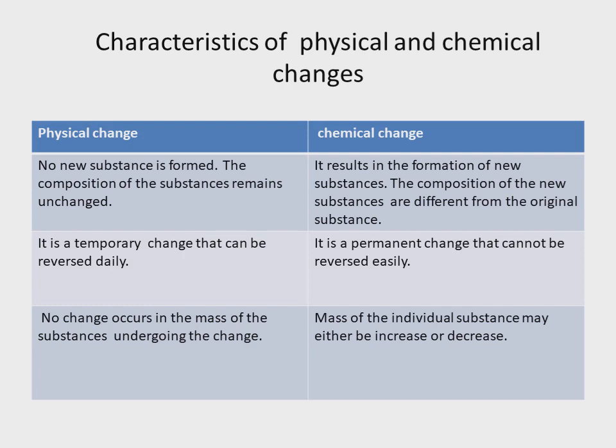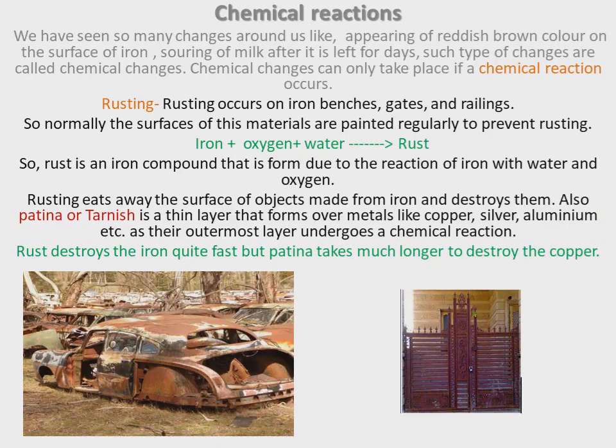In a physical change, no change occurs in the mass of the substances undergoing the change. While in a chemical change, the mass of the individual substance may either be increased or decreased. So these are some of the differences between physical change and chemical change. Chemical reactions. We have seen so many changes around us, like appearing of reddish brown color on the surface of iron, souring of milk after it is left for days. Such type of changes are called chemical changes. And chemical changes can only take place if a chemical reaction occurs.